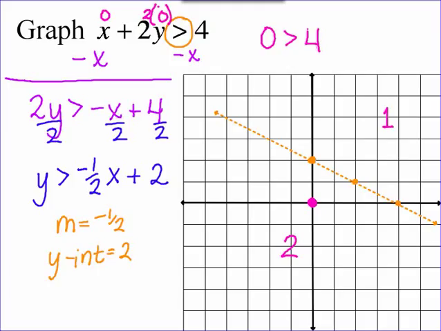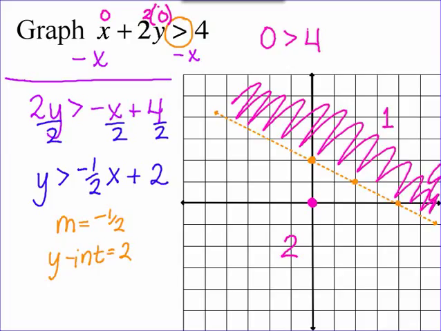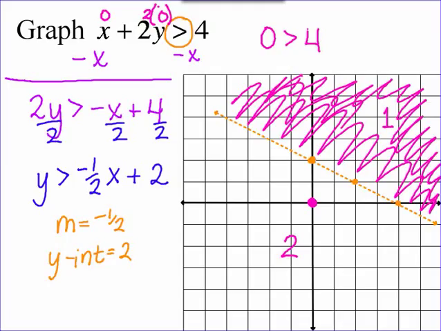So where am I going to shade? I'm going to shade here in region 1. So let's go ahead and shade that. What that means is that any point here in region 1, any point here that I'm shading in pink, will fit that inequality. Any point there will fit that inequality.